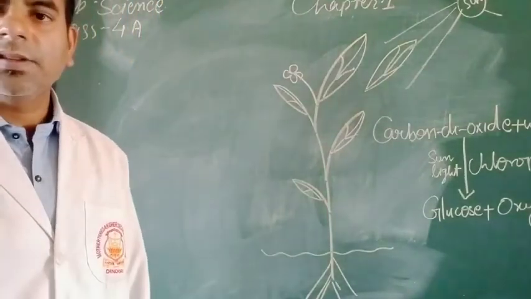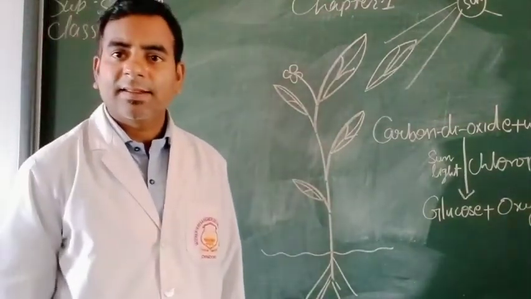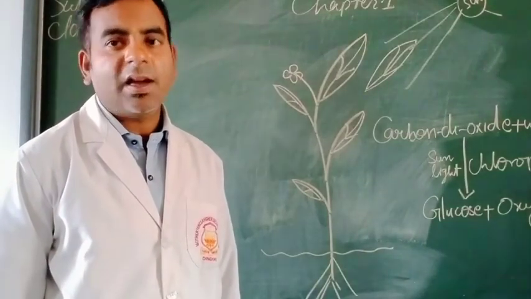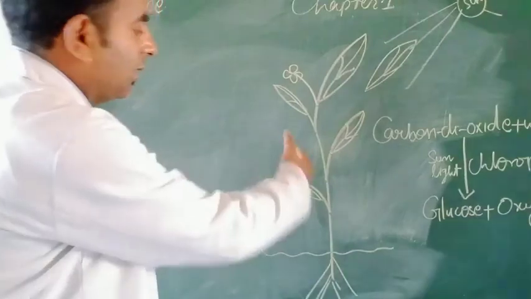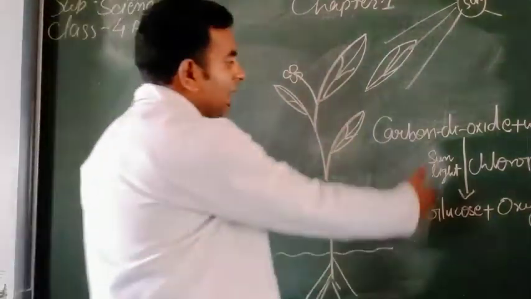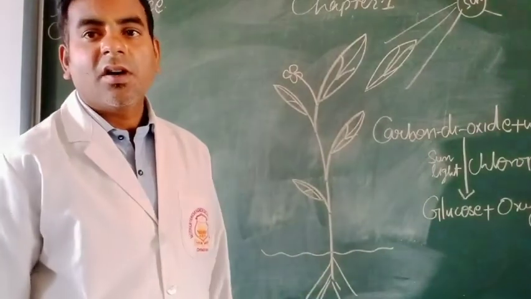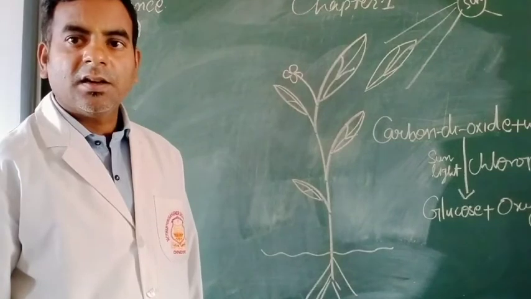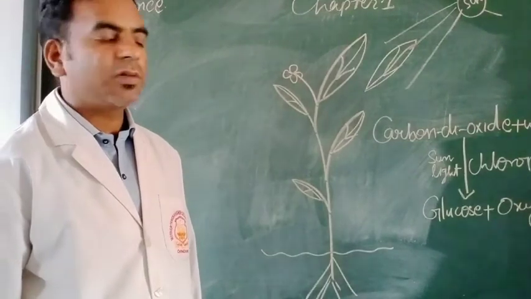Photosynthesis. What is photosynthesis? Photosynthesis is the process of making food in a plant. Okay. This is a diagram of a plant. And this is the equation of how a plant makes food in the process of photosynthesis.